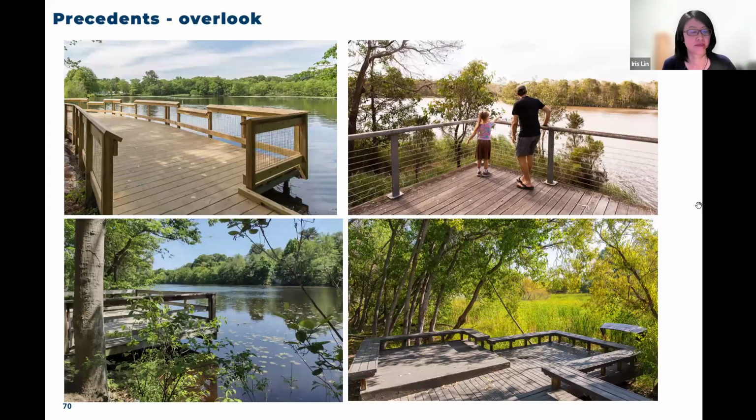And here are some images of the overlook, fishing pier, or sitting deck that has no high railing or guardrail, but it's only applied to the area without a significant elevation drop. Next.